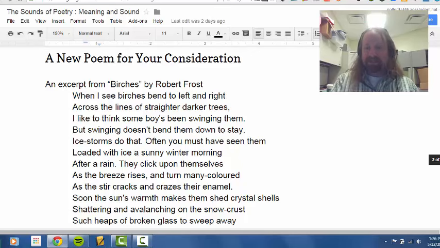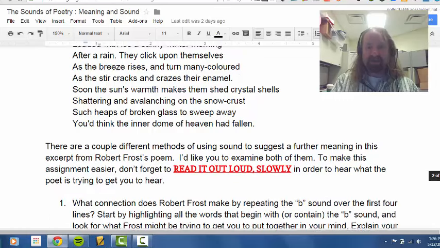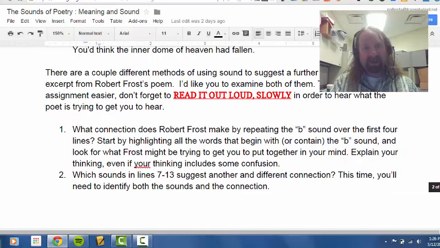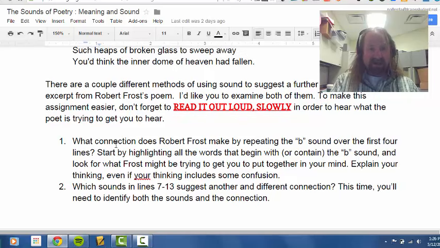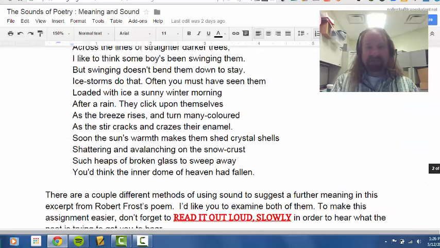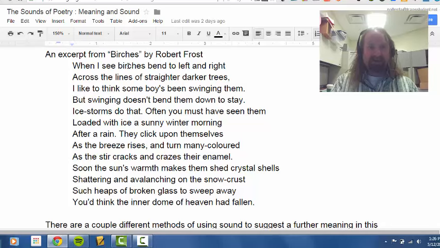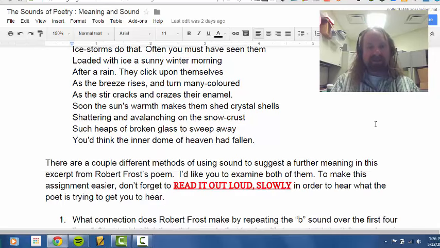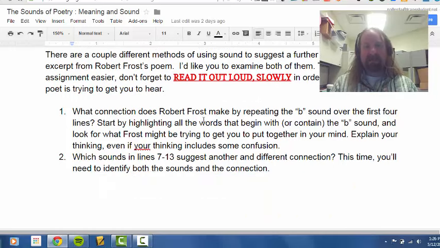The question isn't simply where do we see repeated sounds. It's what does that repeated sound mean? The word that I used was connection. What connection does Robert Frost make by repeating the B sound? Now, the B sound is in the word birches, bend, boy, but, bend. Those are the first four lines that I referred you to. And the question says, what connection does Robert Frost make by repeating the B sound? Start by highlighting all the words that begin or contain the B sound and look for what Frost might be trying to get you to put together in your mind.